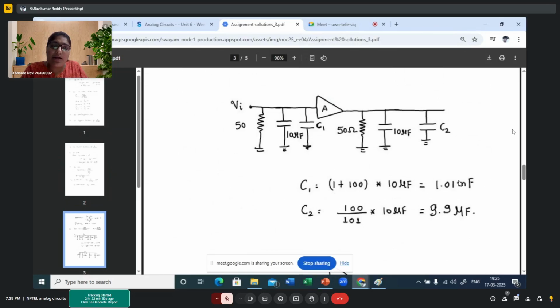Then what is 100 minus 1 divided by 100? It is 99 by 100. They wrote 100 by 101. But the gain is minus 100, right? Yes, madam. If it is minus 100 also, 1 plus 1 by 100, that is 101 by 100, right? Then they wrote 100 by 101.